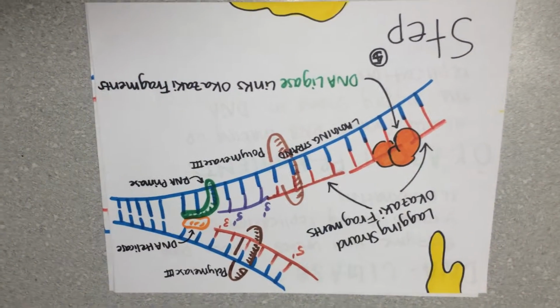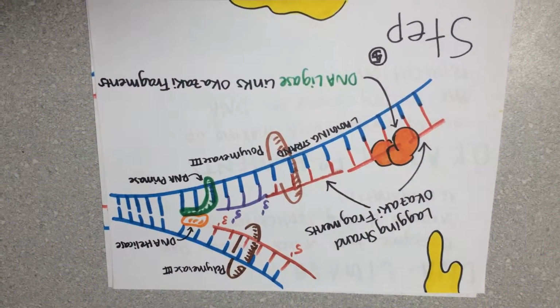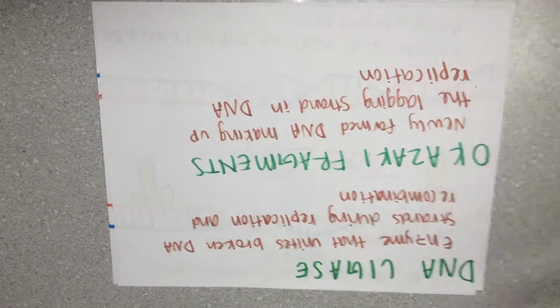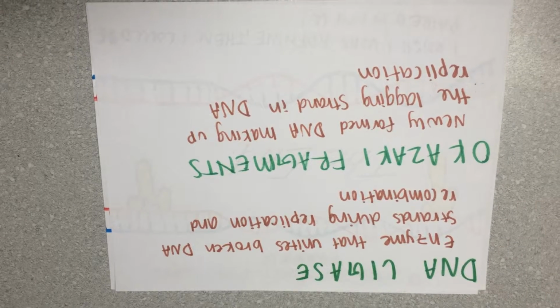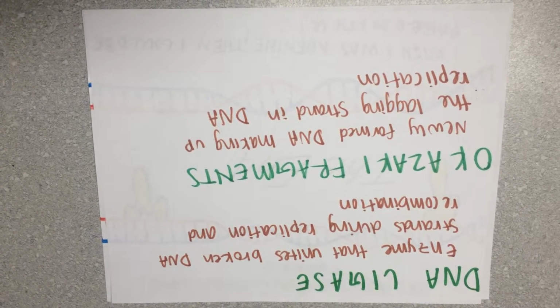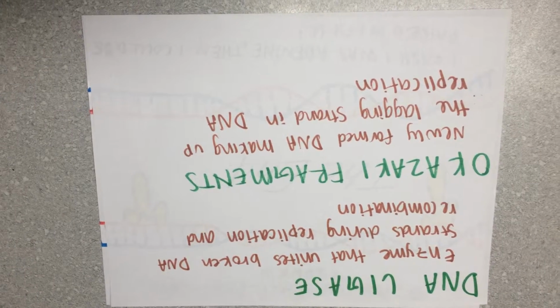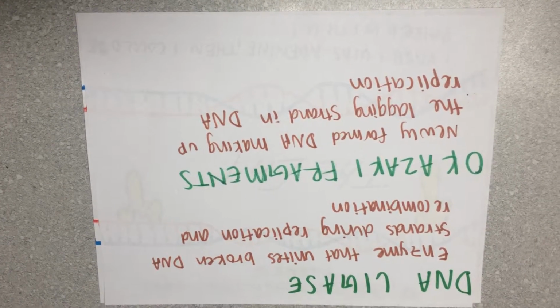Finally, DNA ligase links the Okazaki fragments on the lagging strand. DNA ligase is an enzyme that unites broken DNA strands during replication and recombination. Okazaki fragments are newly formed DNA making up the lagging strand in DNA replication.